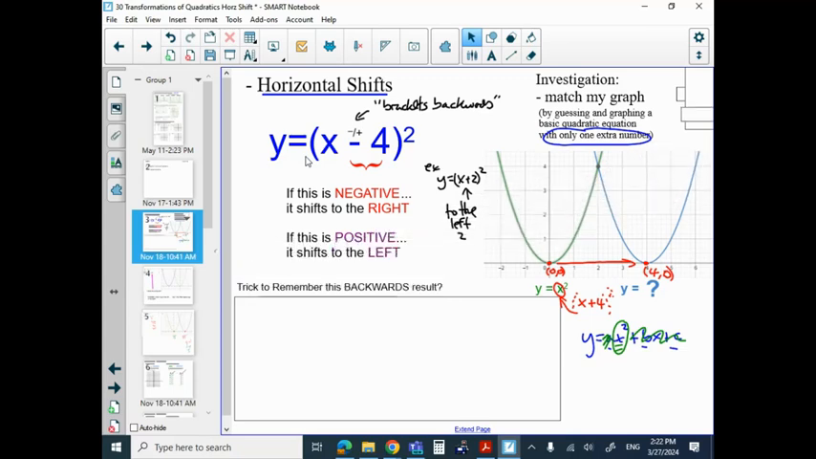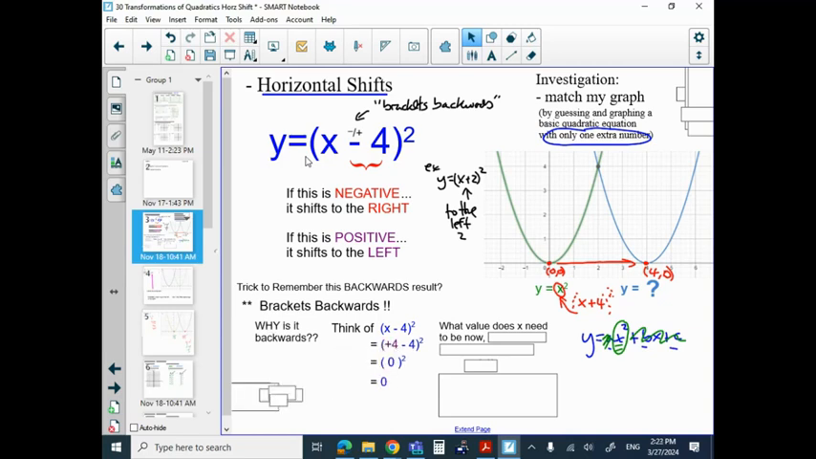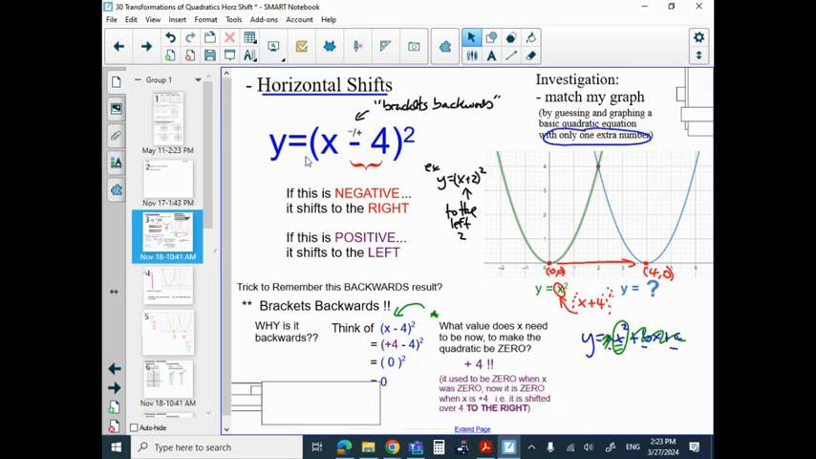So the trick to remember the backwards result, this might be a bit redundant here, but brackets backwards, like I said, right? And so why is it backwards? Well, like I showed on the other page, this is actually the wording for the textbook. I do have it there still, but it's not my main focus. So what does x need to be now to make the quadratic be 0? For this one here, what does x need to be now to make the result be what it used to be? In other words, it used to be 0, and so now it needs to be a 4 to be 0, right? So that's the idea of the wording that sometimes is used in textbooks, okay?